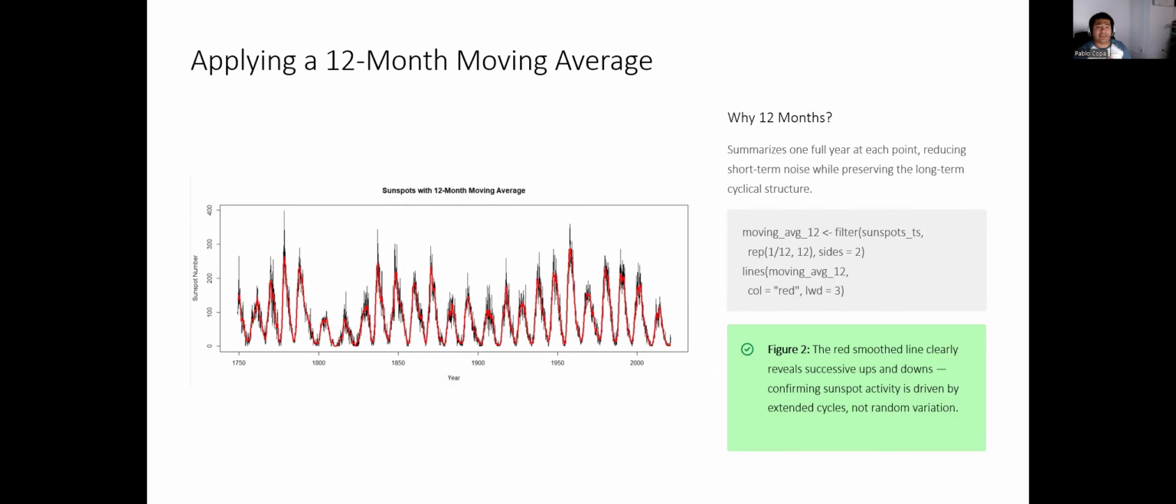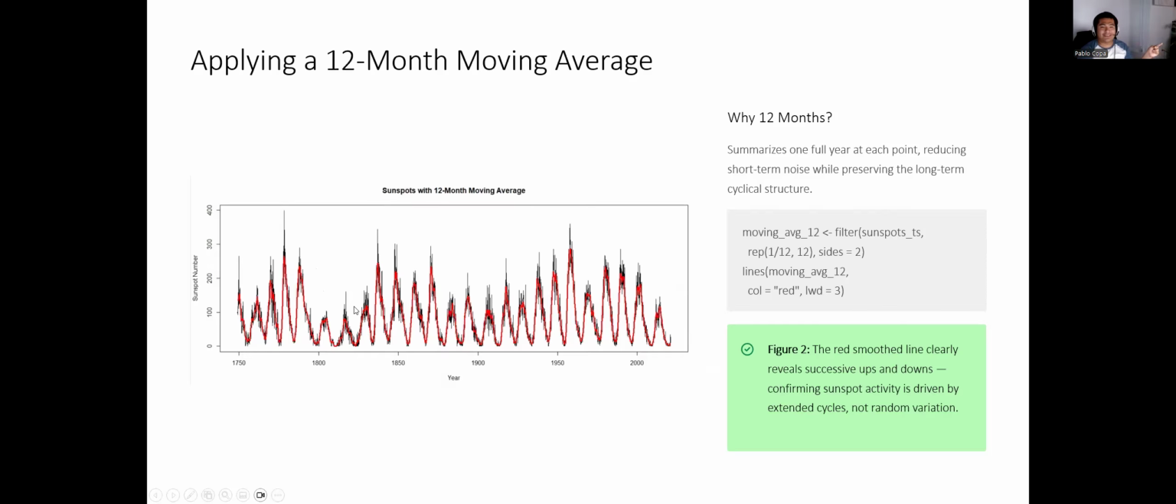Applying a 12-month average. In this slide, I applied the 12-month moving average to the sunspot time series. The original time series plot had many short-term movements because the data was monthly and covered many years. Because of that, it was difficult to focus on the broader pattern. The moving average helped me smooth the data and made the long-term trend easier to see.